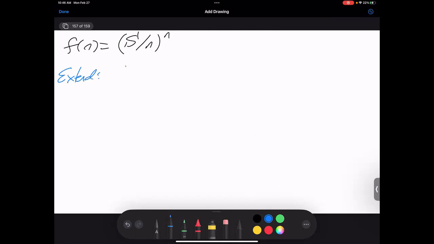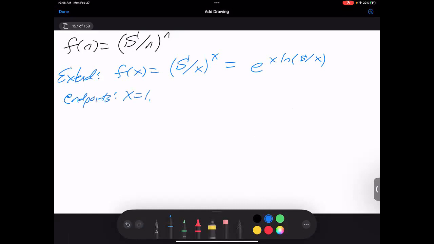Let's study F of X is (S over X) to the X. So this is e to the X times the natural log of S over X. So we check the endpoints. That would be X equals 1, X equals S. I'm not going to do this in the interest of time, but it's going to be clear to see that if you have just one number, it's not going to be best. And if you make everything 1, it's not going to be best.